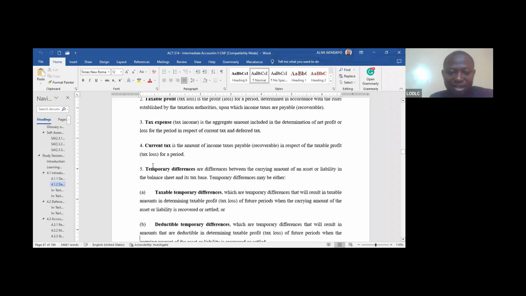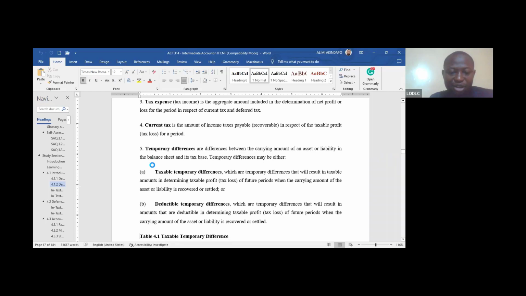Then the next definition of terms is temporary differences. What do you understand by temporary differences?